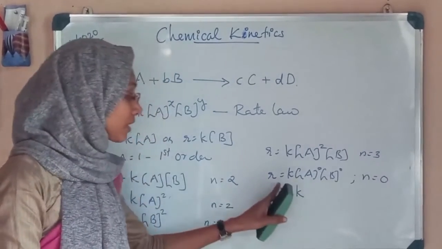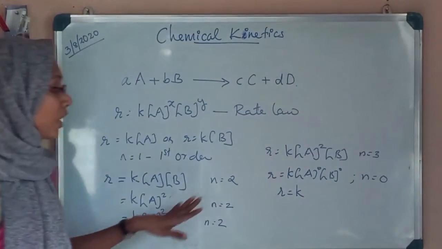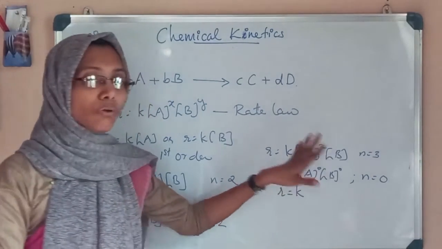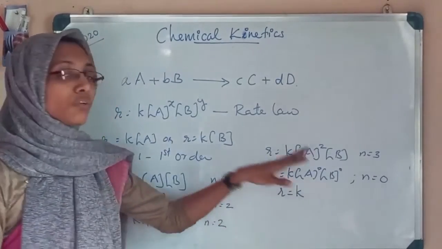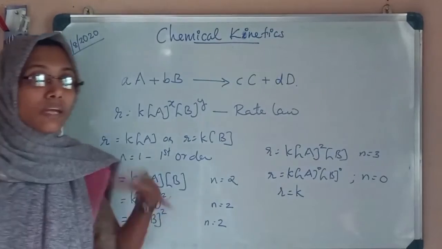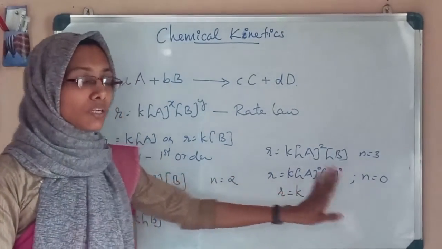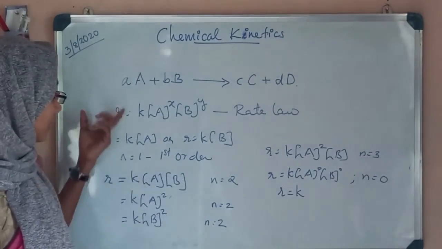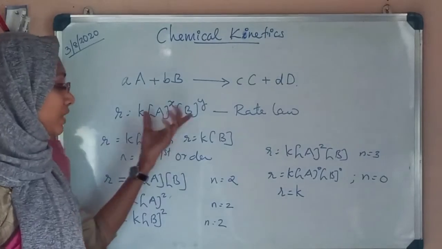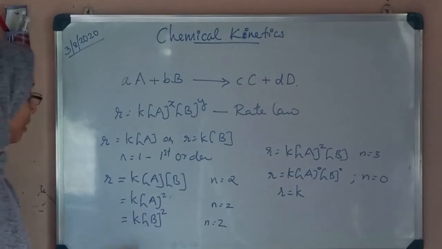For a zero order reaction, the rate of the reaction does not depend on the concentration of any of the reactants. That means it is a constant. The rate of the reaction is always a constant value. It does not vary with the concentration of any of the reactants. So depending on the order of the reaction, we can get first order, second order, third order and zero order reactions.